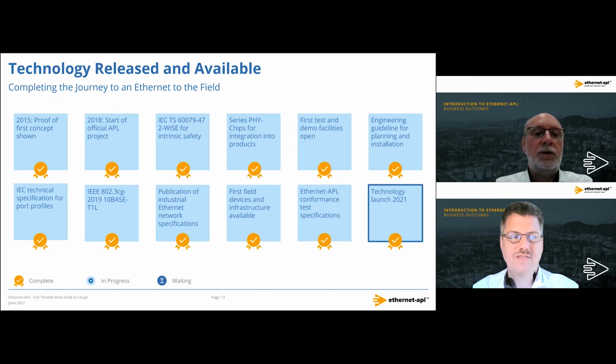And the new solution has the name two-wire intrinsically safe Ethernet, which is added as a technical specification in the IEC 60079-47. Other standards will come, like the port profile specification, which will also be standardized in IEC soon. It exists today as a specification and will be published by the standardization organizations.